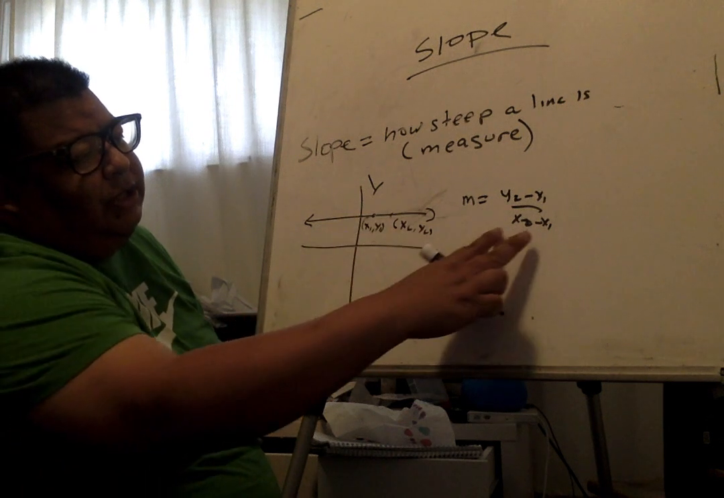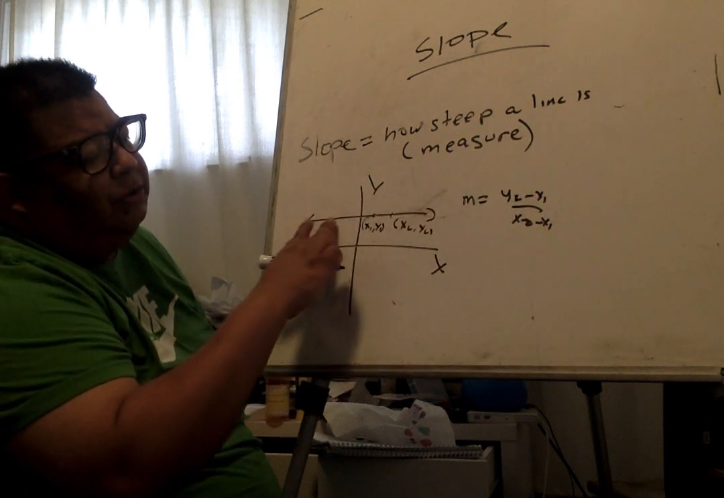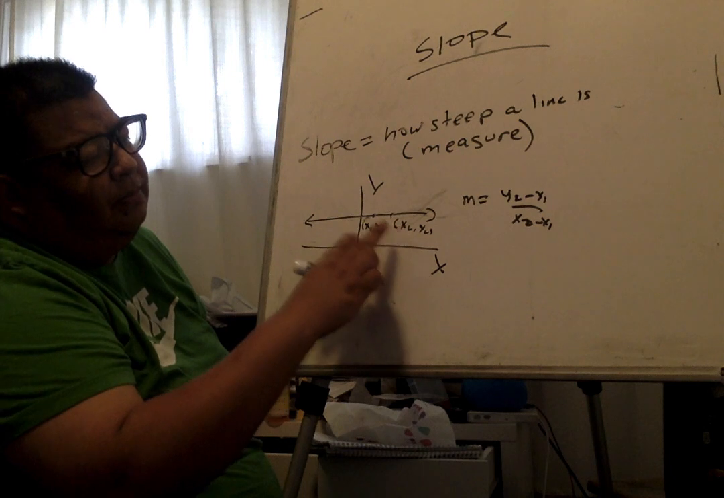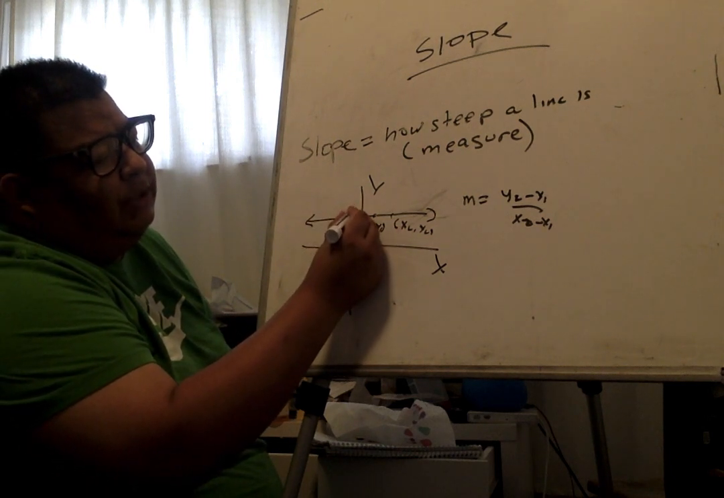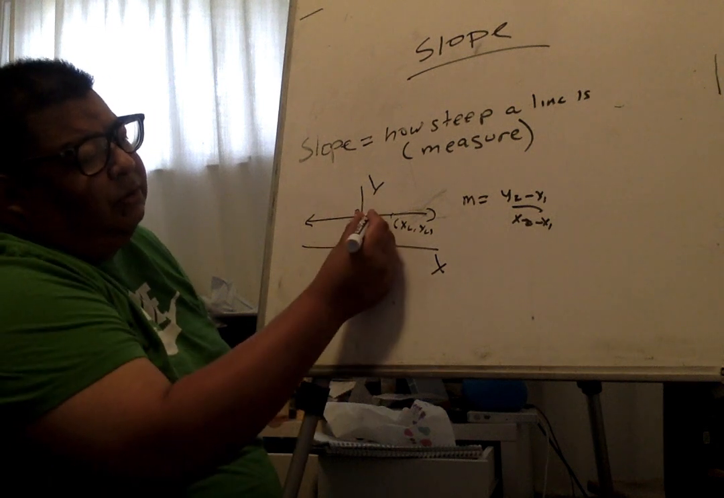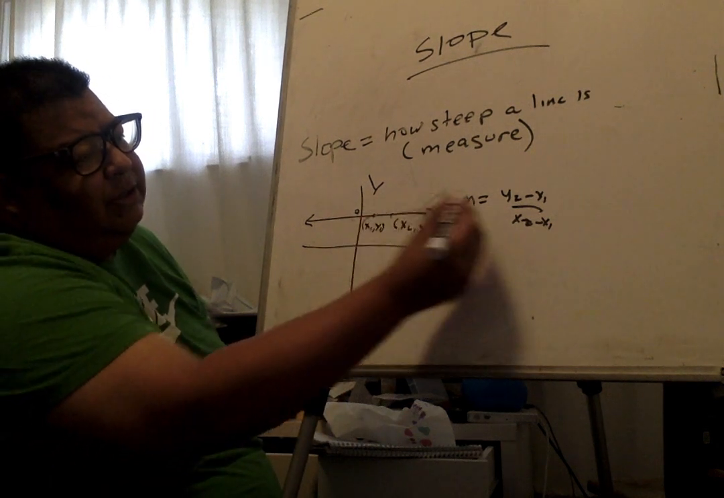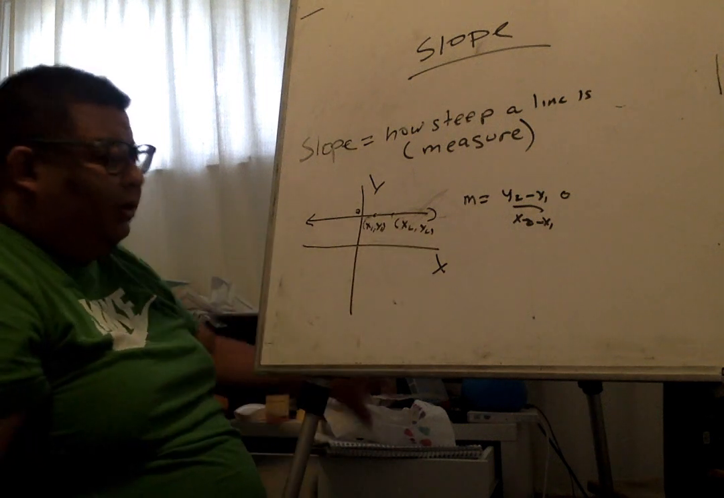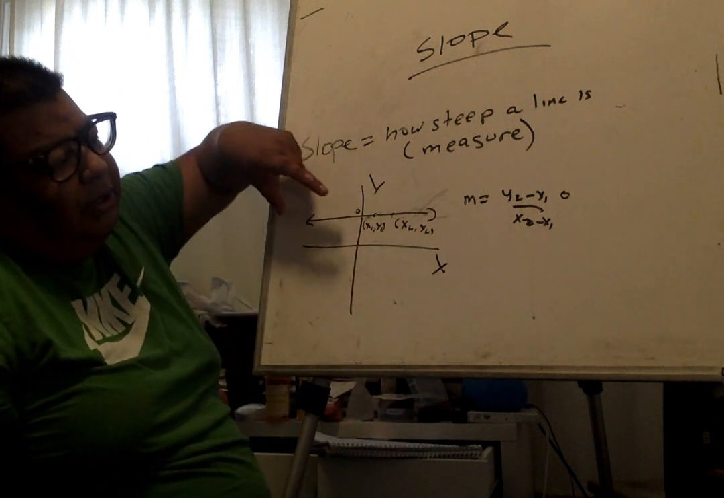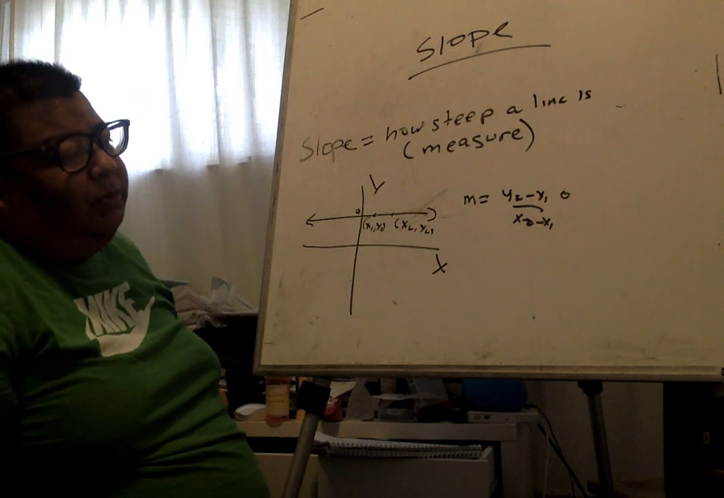x1 and x2 can change, but y2 in a horizontal line is always the same. So for example here, let's say y is 2 here, 2 is here, 2 is here. That means that this difference is 0. That means that the slope of a horizontal line is always 0. I'm going to talk more about it. So remember, for a horizontal line, the slope is 0.